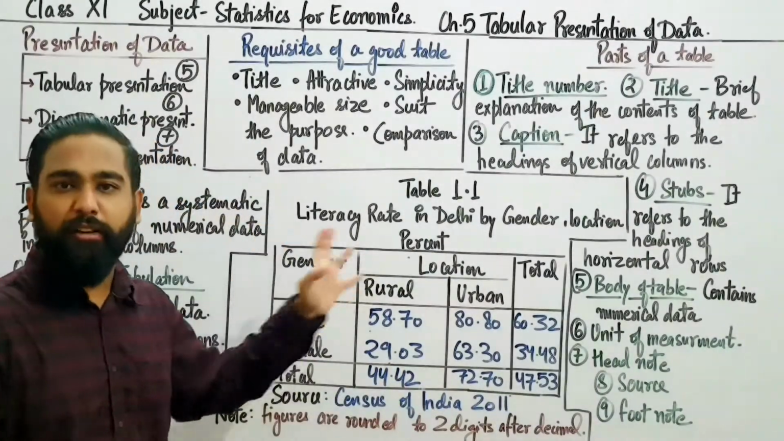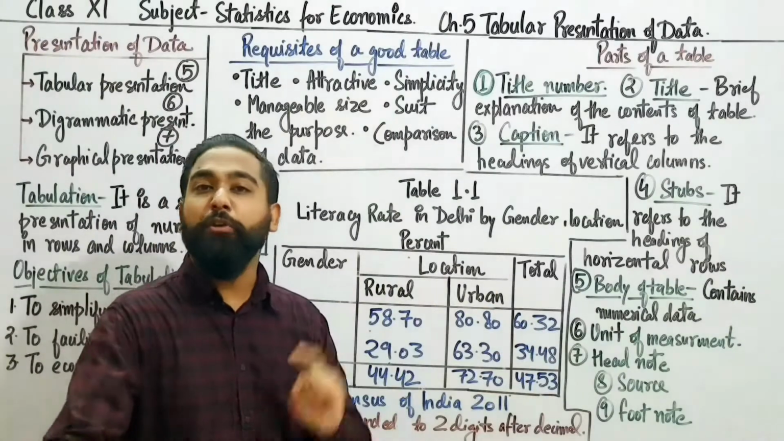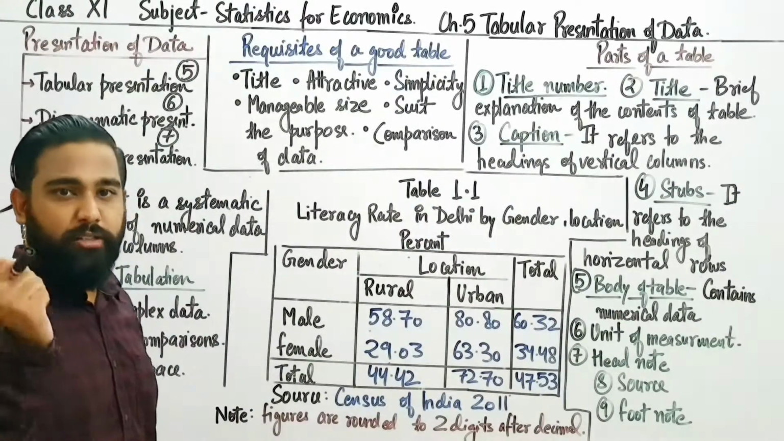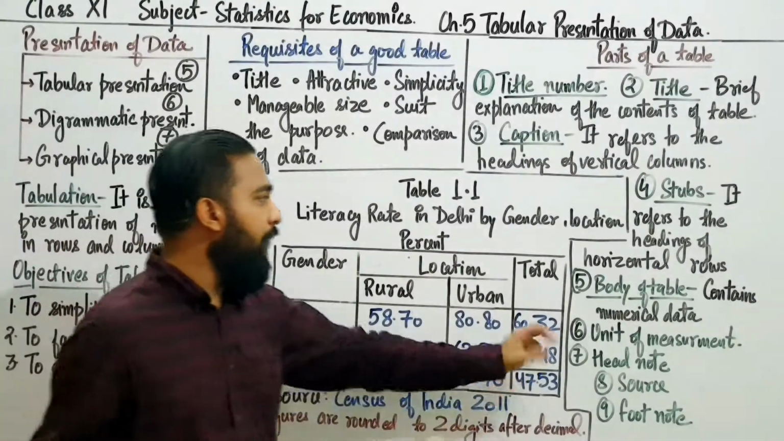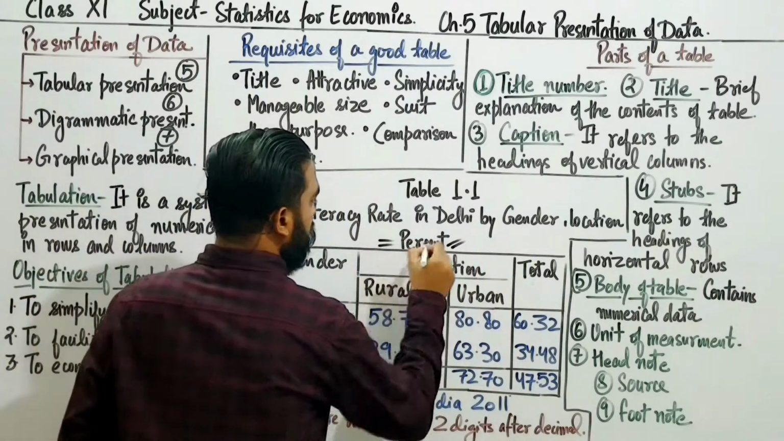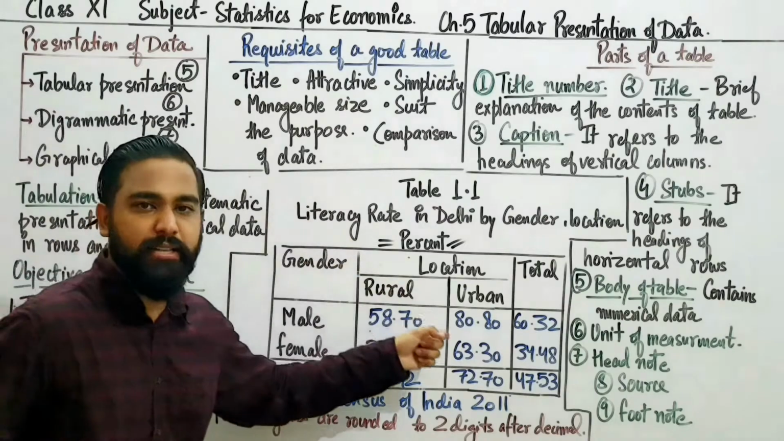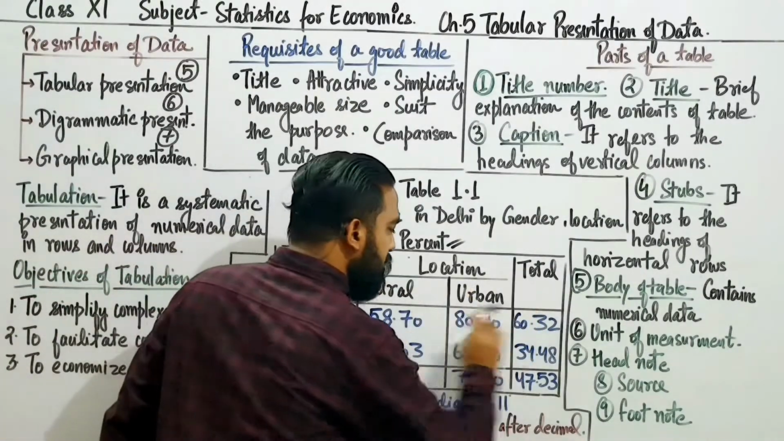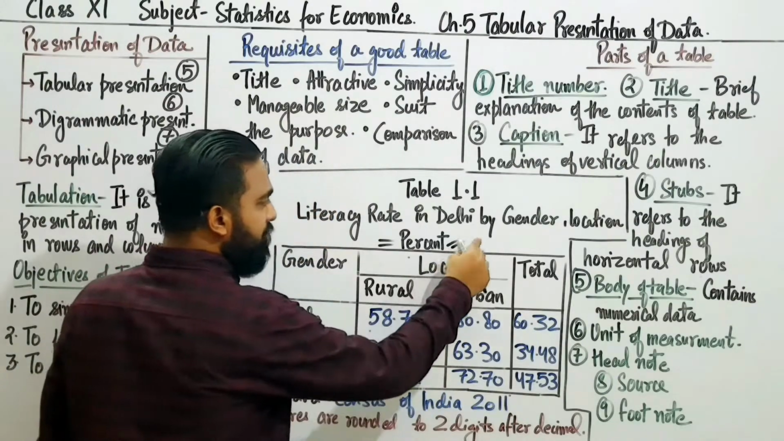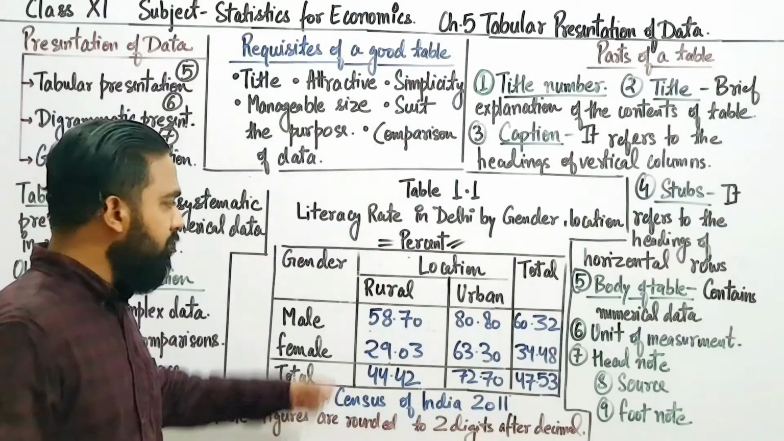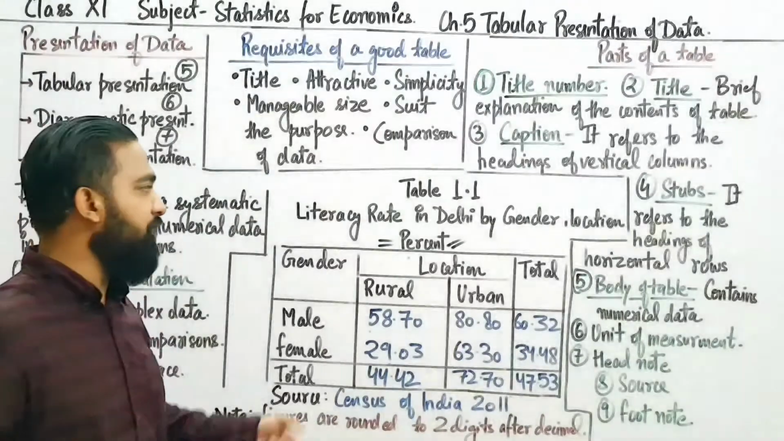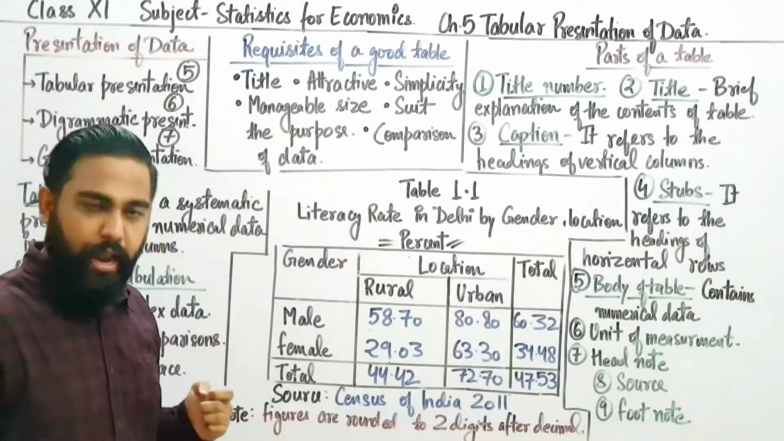If I am talking about the wheat, rice, so kg must be the unit of measurement. So it's not mentioned here, but it is like that. You have to mention the units, in which unit you are comparing the data. Head note. Head note is this percent. This percent is telling us that all the data here is in the percentage form. But we don't have to write it because it's already mentioned in the head note. Right? The whole data is in the percentage form, but we don't have to mention it every time because it's already mentioned in the head note.